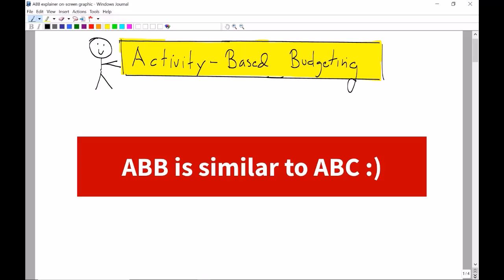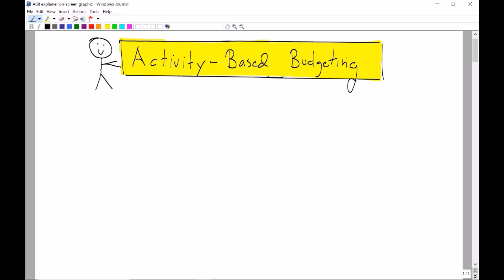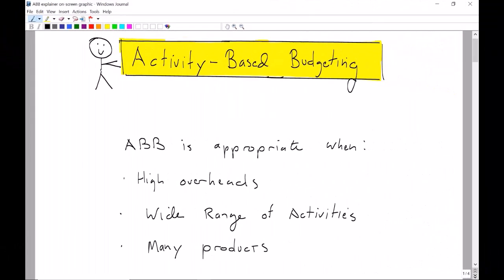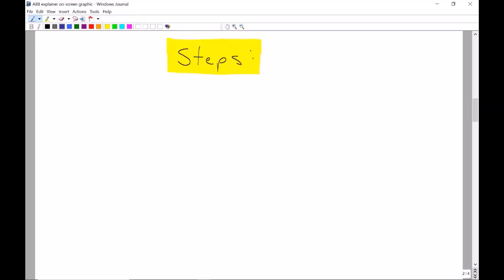When you encounter an ABB question in your exam, the approach to solving it is similar to that you'd use in solving an ABC question. ABB will be appropriate for our business when we have high overheads, when we're performing a wide range of activities, and we're producing many products, often customized to our customer requirements. These are the steps we'd follow to prepare an activity-based budget.